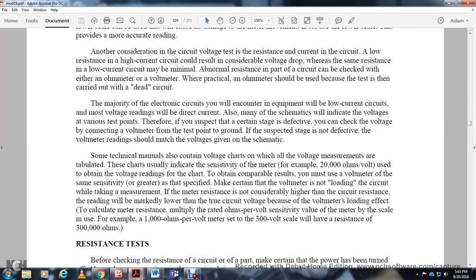The charts usually indicate the sensitivity of the meter, for example, 20,000 ohms per volt. Once you have obtained the volt readings from the chart, obtain a comparable voltmeter with the sensitivity as specified in the manual.